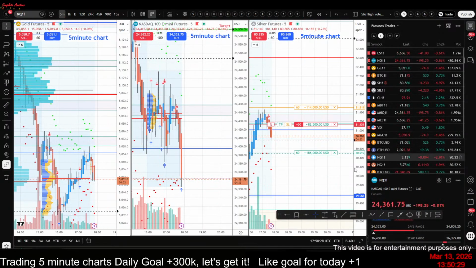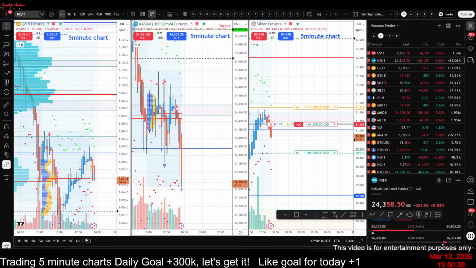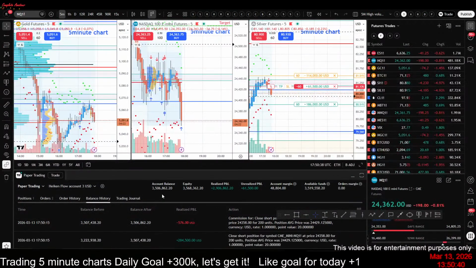Target's been hit over there. I just realized I've just been on mute. So I thought about adding to this position, but we're up 3-5.